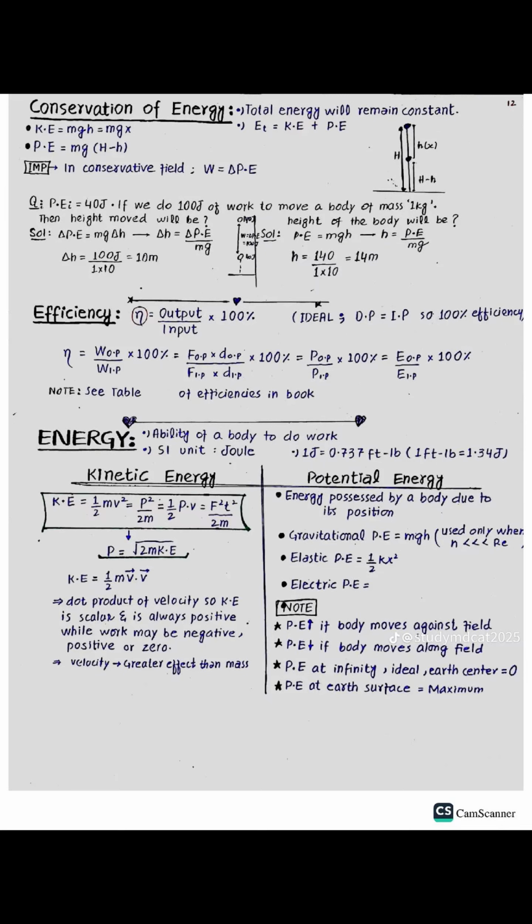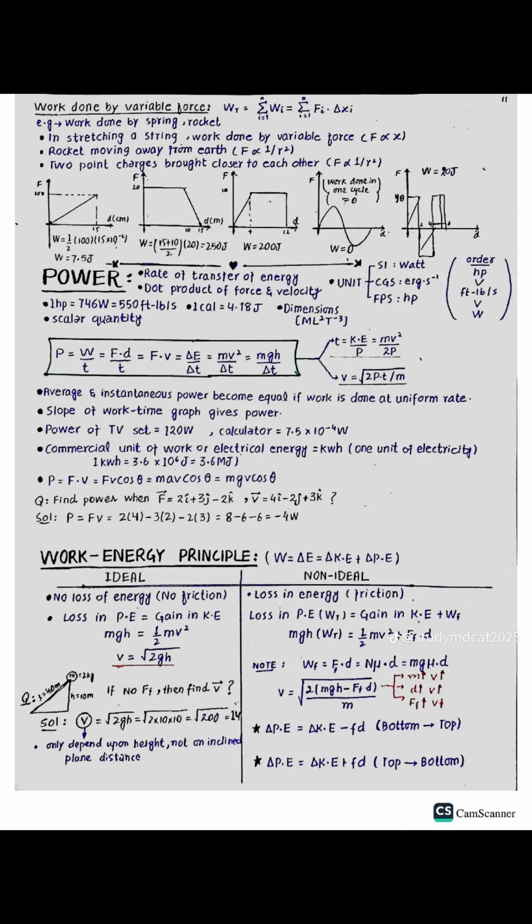Here we have two types of energies, kinetic and potential energies. And then we will observe where the kinetic energy is maximum and where the potential energy is maximum. Then efficiency is output divided by input multiplied by 100, and then the energy concept and kinetic and potential energy. After that, we will study the ideal and non-ideal cases.